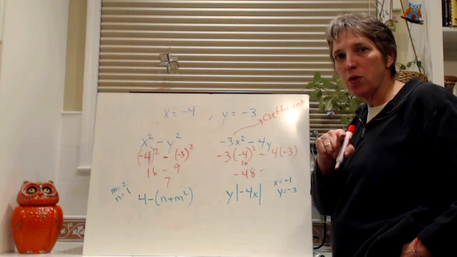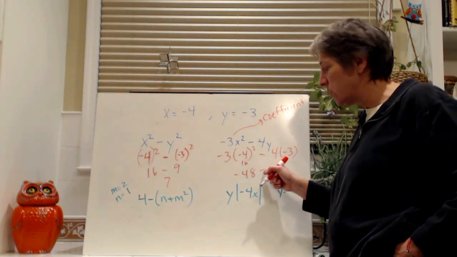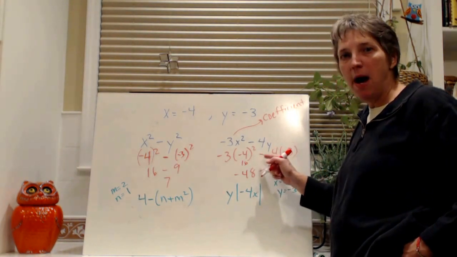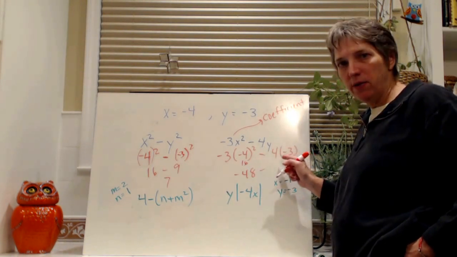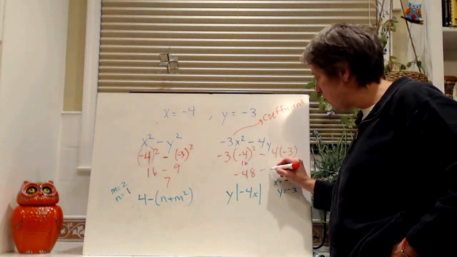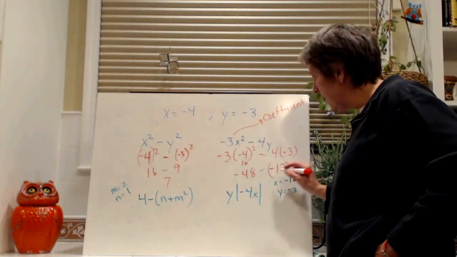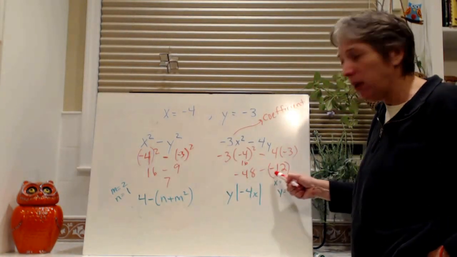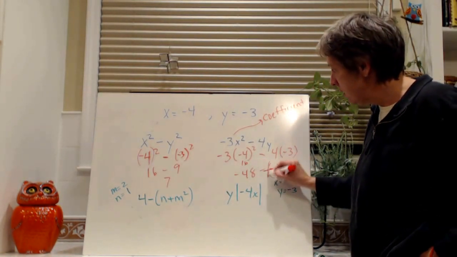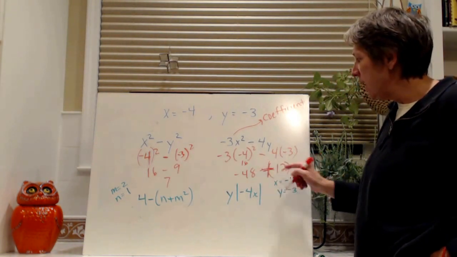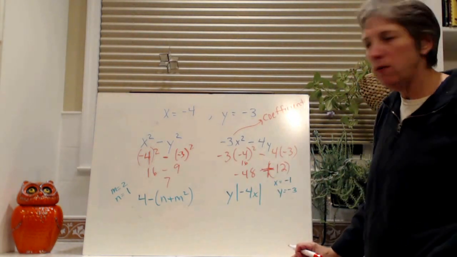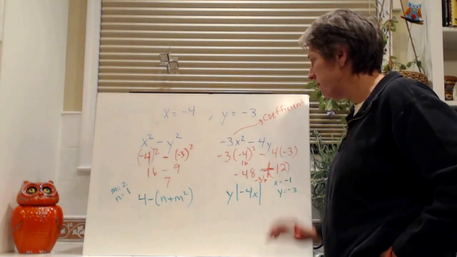Now, a lot of students will drop the negative in here and just put 12 because there's a negative. No, this says minus 4 times -3. 4 times -3 is -12. We bring that -12 down. Now we can do a giant plus because there's no exponent, and -48 plus 12 is -36.